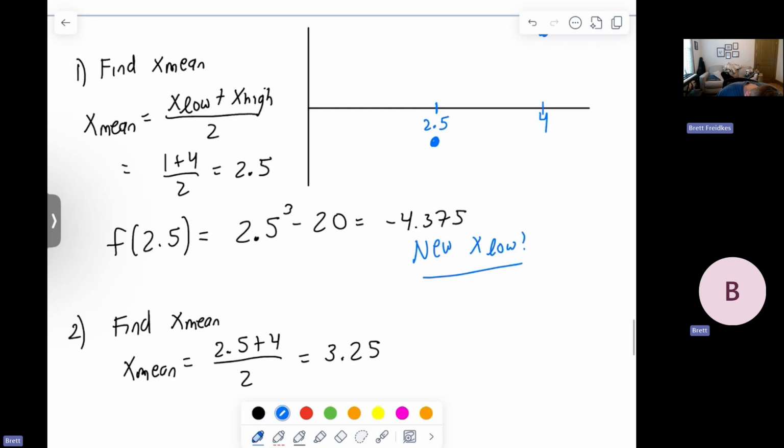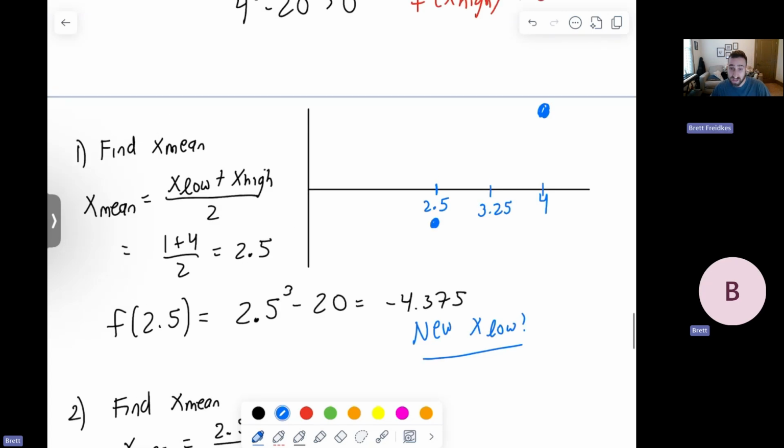So let's come into here and say, okay, now we're at 3.25, right in the middle. Is that going to be the new x low or new x high? Well, it depends on the sign. If the sign was positive, what do you think that becomes? That becomes the new x high because it's going to replace the 4, and our window is now between 2.5 and 3.25.